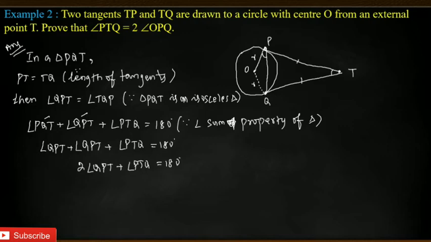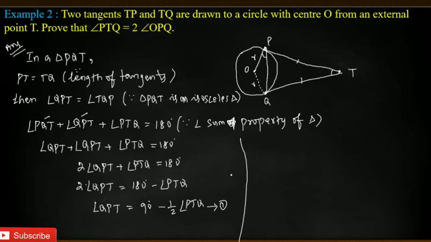Now I am going to find QPT only. We have 2 times QPT here, and the plus value goes to the opposite side. I get 180 degrees minus angle PTQ. The 2 goes to the opposite side and divides. So 180 by 2 gives 90 degrees, and I get 1 by 2 times the angle PTQ. Let's keep this as answer number 1.